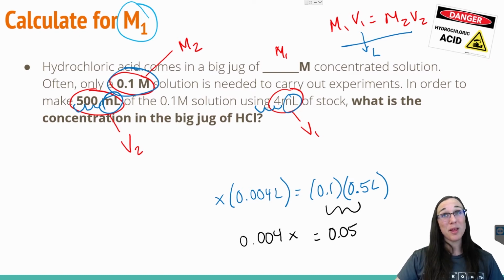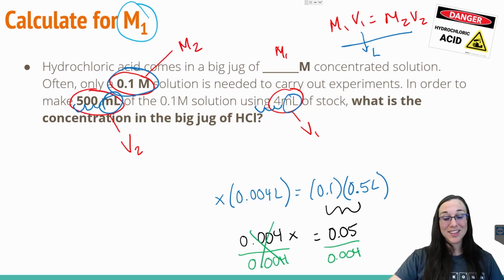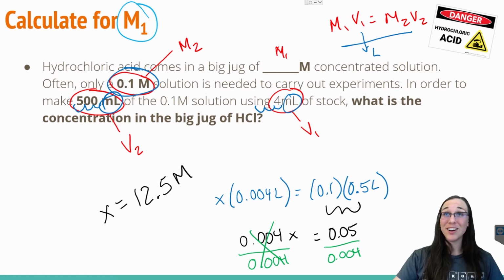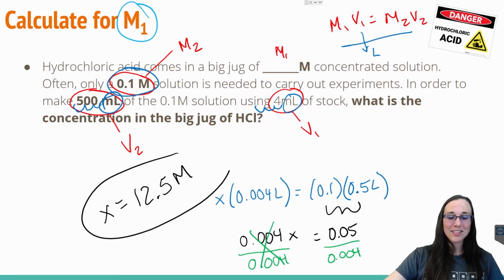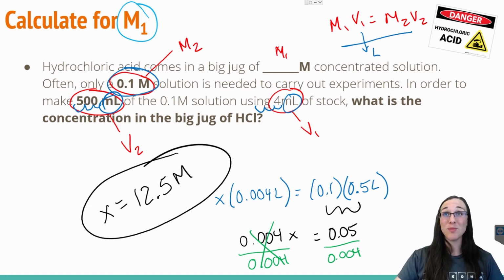Now, just like in any math problem, we need to isolate the x by itself, so we're going to divide off the 0.004 from both sides. Now we can see that our x is equal to 12.5 molar. We know that our initial big jug of hydrochloric acid had a concentration of 12.5 moles per liter. Whew, that's pretty concentrated. By the way, at room temperature, that stuff is fuming, literally fuming.